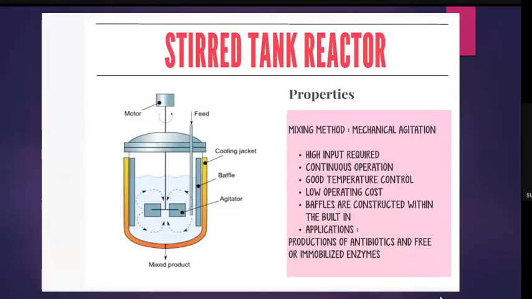By using an impeller, and there are different types of impellers also, you will get good mixing of your nutrients, and the organism will be able to get all the oxygen present inside your nutrient, which comes through the sparger. It is quite useful for antibiotics, enzyme preparation, and also for some immobilized enzymes.